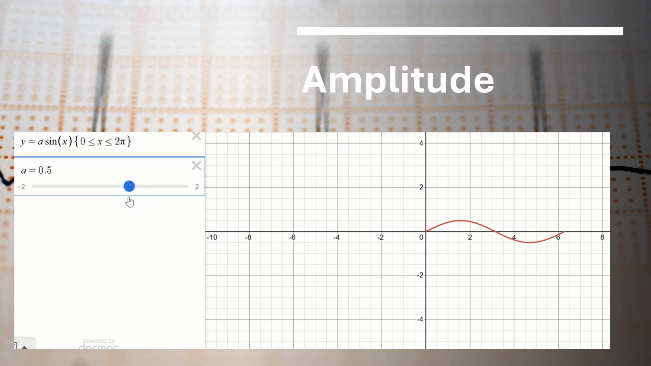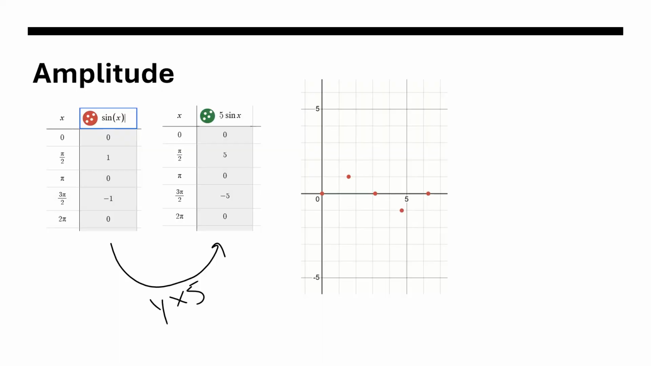The other fun thing is that I can go negative with this. That's exactly what you think it's going to do. It's your amplitude. To go from y equals the sine of x to y equals 5 times the sine of x, you're going to get your 5 points. You're going to multiply all of your y values this time by 5, and then you're going to connect the dots.